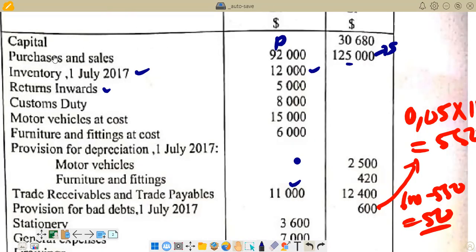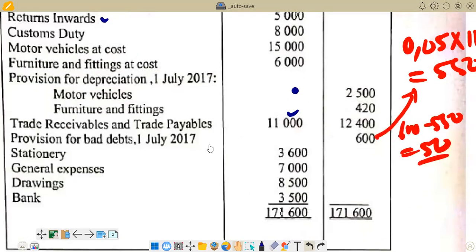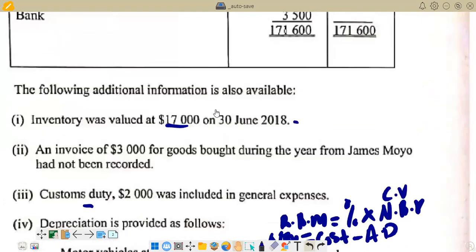So we start from here with capital, we go down looking for expenses, carriage inwards, we adjusted them in the trading account. The same with custom duties. And obviously we've also got provision for depreciation, which we are going to also calculate. And then we are looking for any expense. We come here. We have also stationery, 3,600. Stationery that was bought is 3,600. But we have got stationery that was left at the end of the period in the additional information that we are supposed to subtract from that figure to get the stationery that was used as an expense.